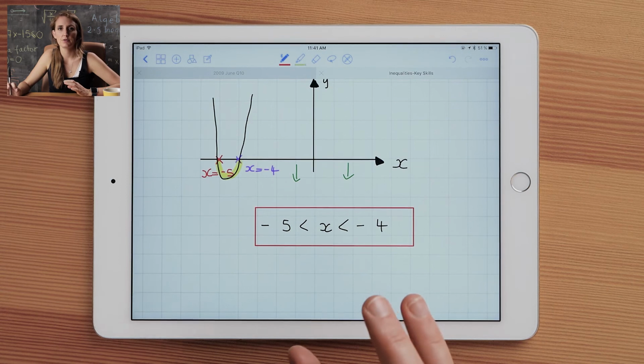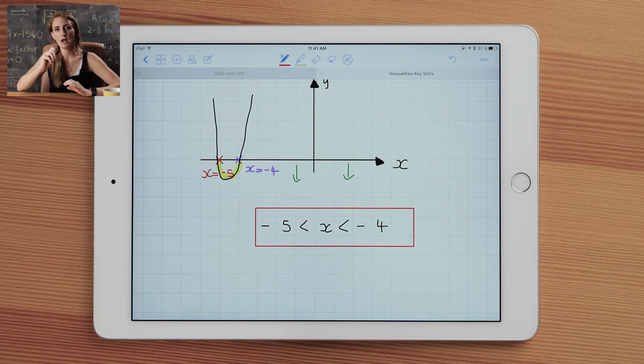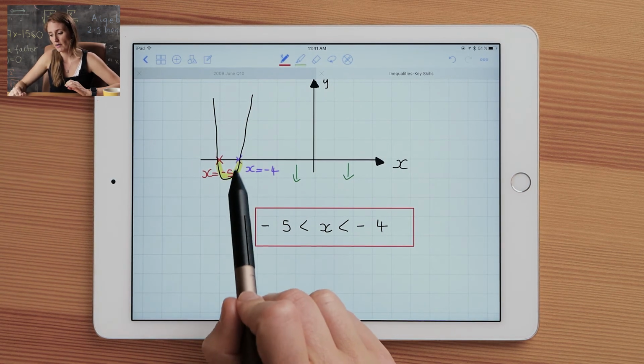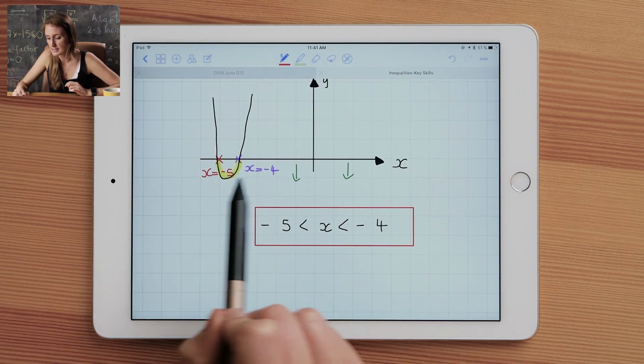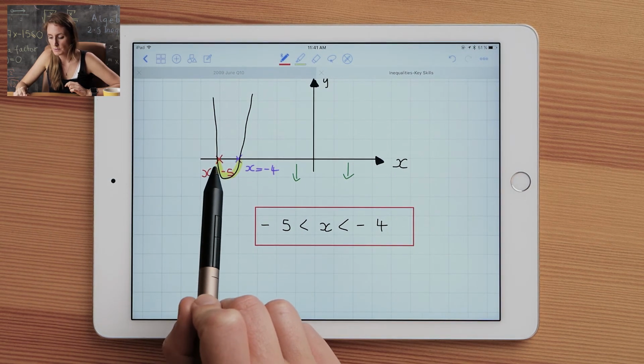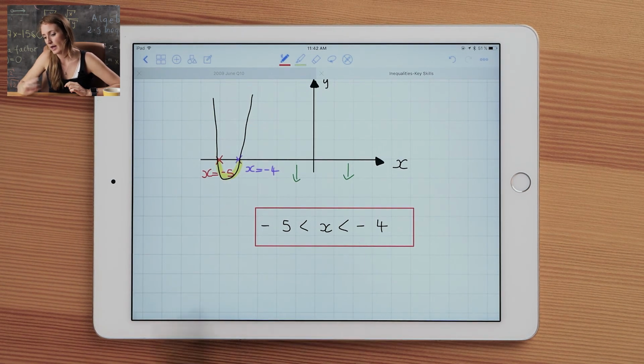So the steps were as follows. You factorize, you draw a rough graph. If it's less than 0, you shade underneath the graph. And from that, you can see that your answers, you can read them off the x-axis. My answers correspond between x is minus 5 up to x is minus 4.